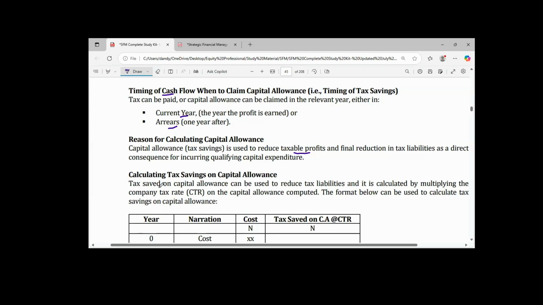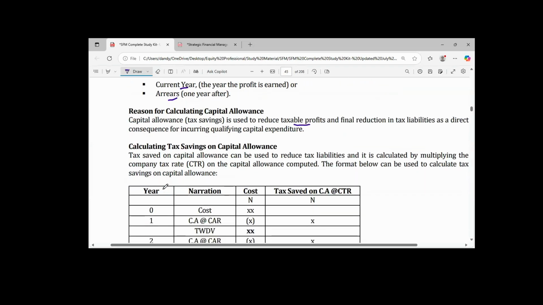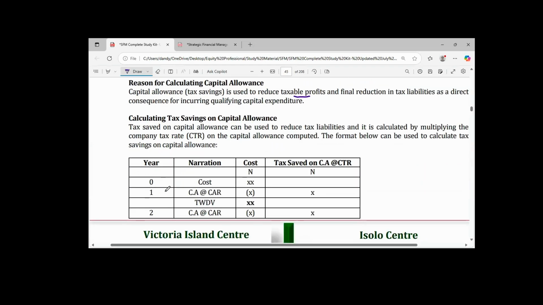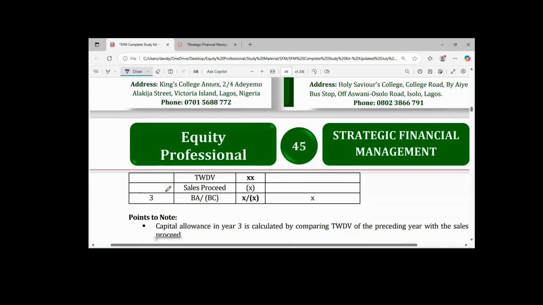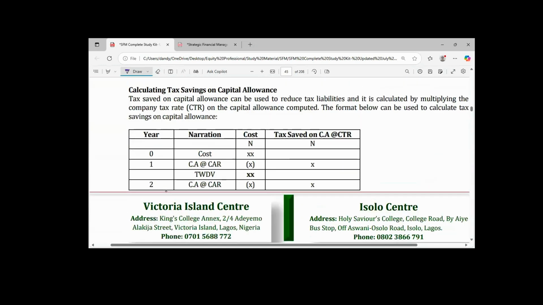Then, how do you calculate tax saved on capital allowance? This is the format that you can use to calculate tax saved on capital allowance. So when you want to do this, you are going to pick the cost of the assets. You put it there. This is the cost of the assets.